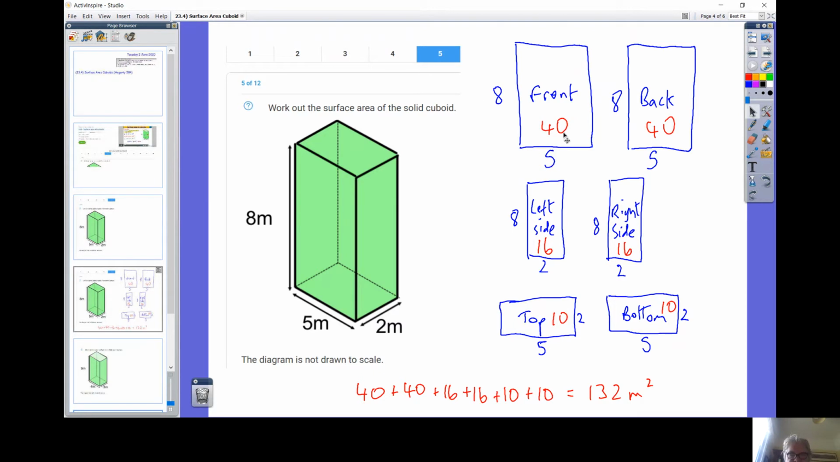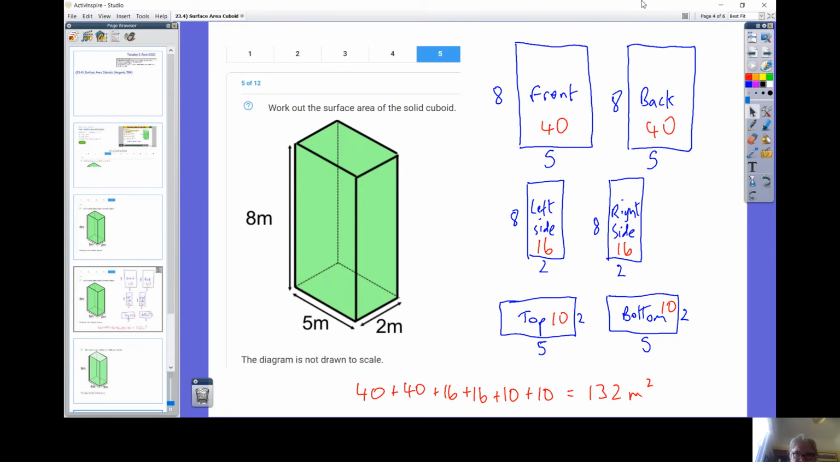So 5 8s are 40, 5 8s are 40, 2 8s are 16, 2 8s are 16, 5 2s are 10, 5 2s are 10, and then you add up all of those surfaces, giving me a total surface area of 132 meters squared. Note it's meters squared because it's an area, it's surface area. So that's how you do it if it's a solid cuboid.